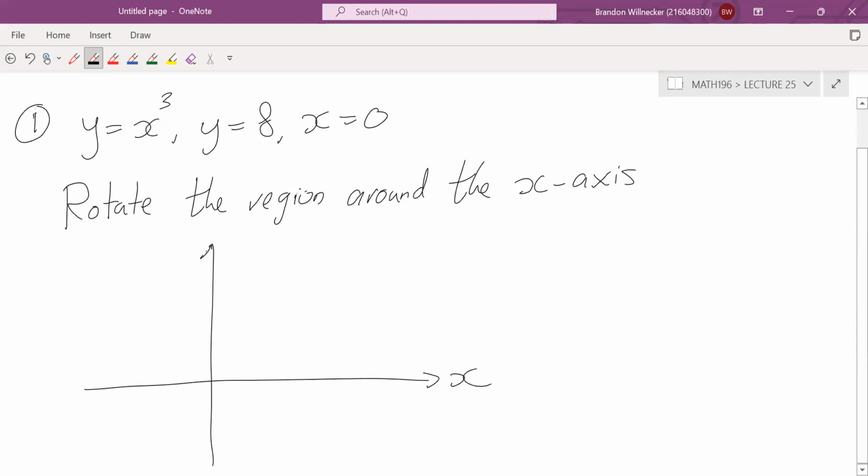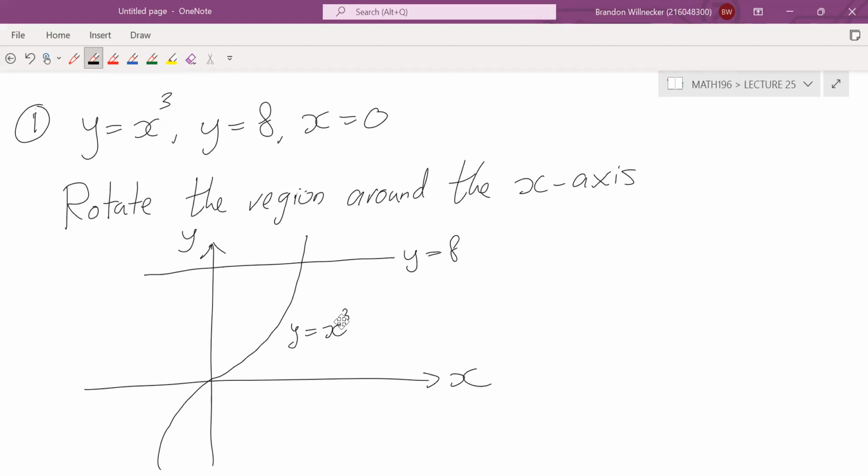Okay, so we've got x and y equals x cubed, that's going to look something like that. Y equals 8, that's somewhere here. X equals 0, that's going to be the y-axis. We already drew that in. So that means this is our region. Okay, so let's color that in. That's our enclosed region. And we want to rotate this around the x-axis.